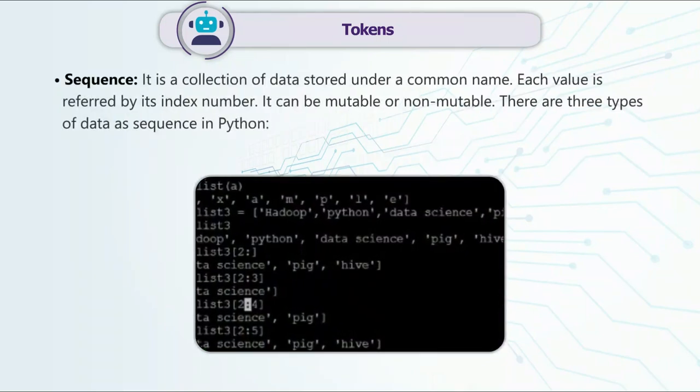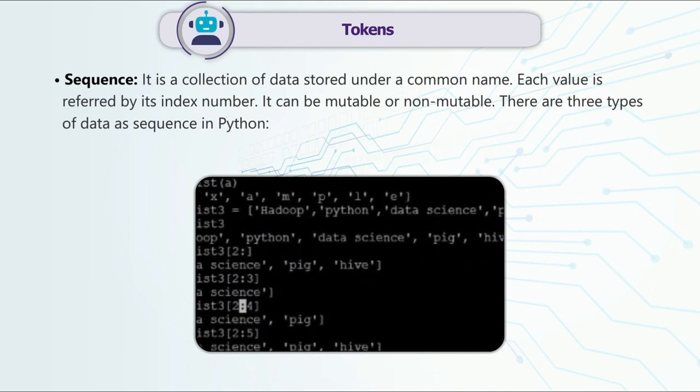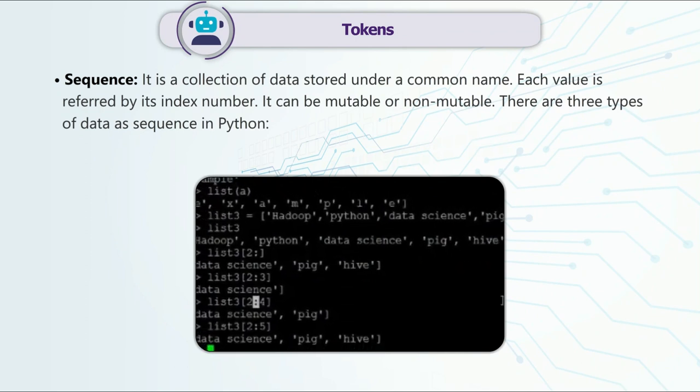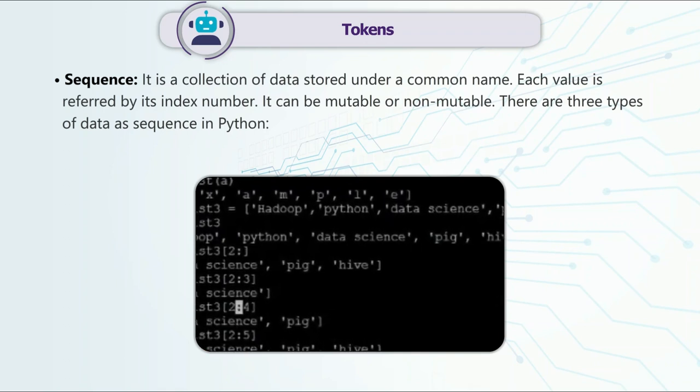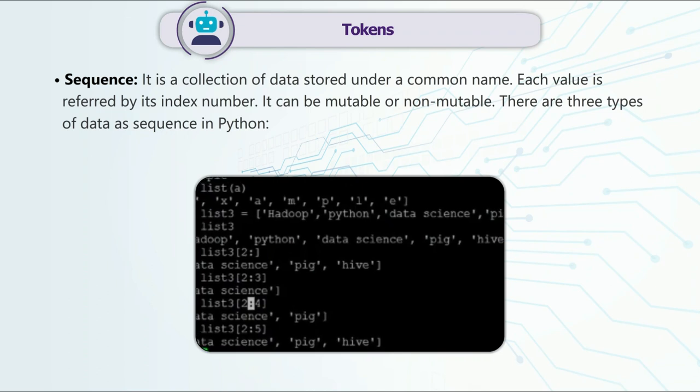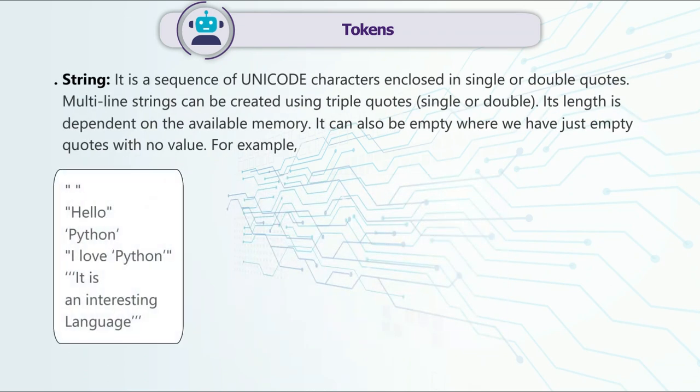Sequence. It is a collection of data stored under a common name. Each value is referred to by its index number. It can be mutable or immutable. There are 3 types of sequence data in Python. String. It is a sequence of Unicode characters enclosed in single or double quotes. Multi-line strings can be created using triple quotes, single or double. Its length is dependent on the available memory. It can also be empty, where we have just empty quotes with no value.